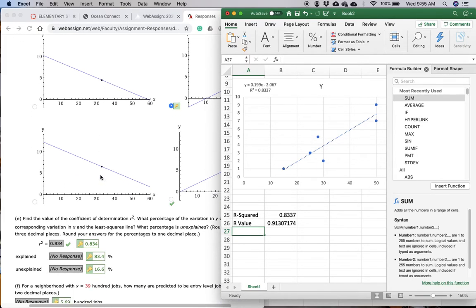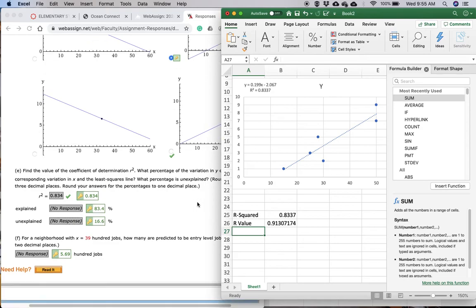So moving on down, we need to find the R squared value. We got the R squared value right here. All right. Now the explained and unexplained values. The explained value is basically you're taking the R squared value and changing it into a percentage. And the unexplained value is the opposite. So you take 100% minus, in this case, 83.4%, and that's where you get the 16.6%.